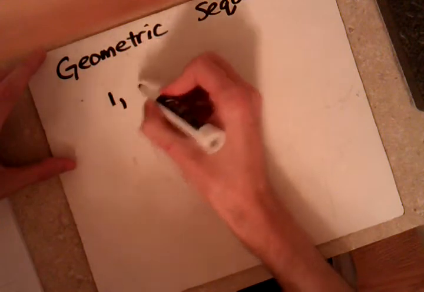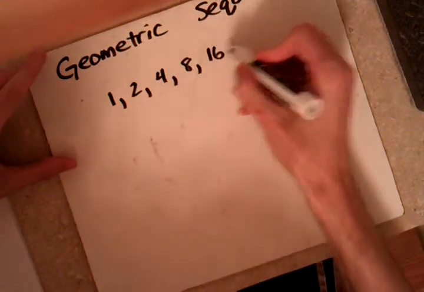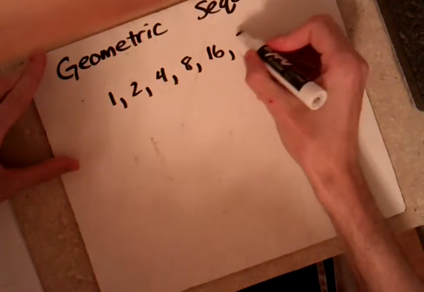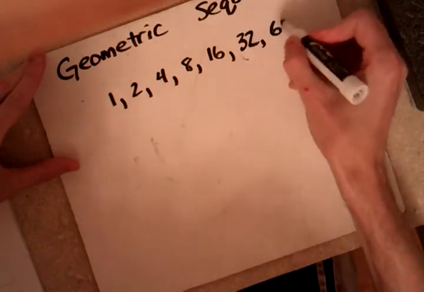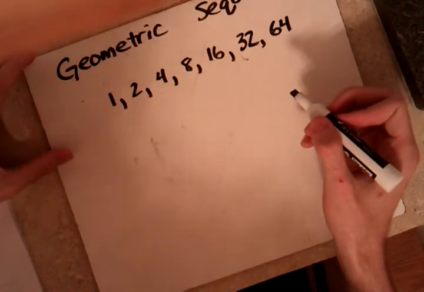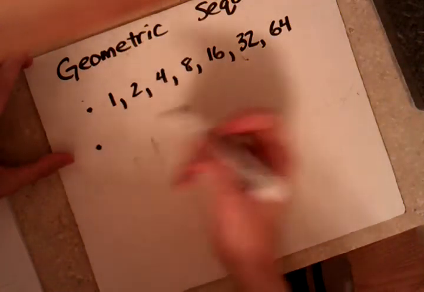So a good example of this might be this sequence here. As you can see, as you go from one term to the next, all you're doing is multiplying by 2. So you're multiplying by 2 every time here. So this would be one example of the geometric sequence.